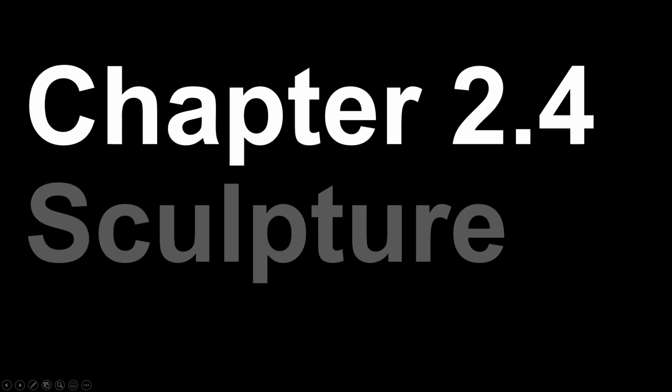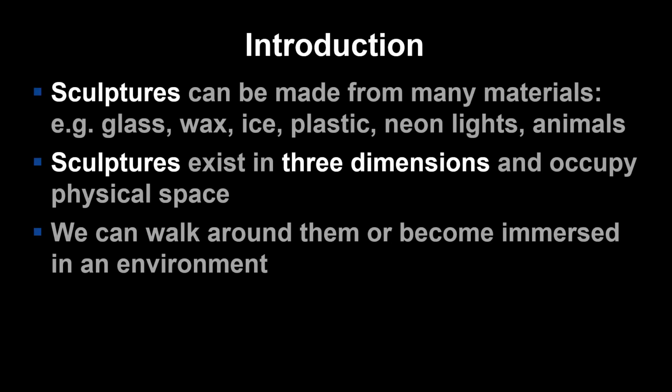Welcome to Chapter 2.4, our chapter on sculpture. What makes sculpture is that it's three-dimensional, as opposed to the other artworks that we have been looking at so far. Painting, drawings, film, these are all two-dimensional art forms.